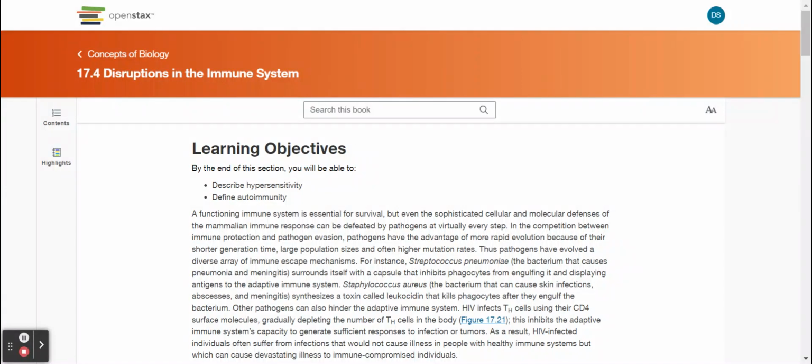Section 17.4, Disruptions in the Immune System. By the end of this section, you will be able to describe hypersensitivity and define autoimmunity.